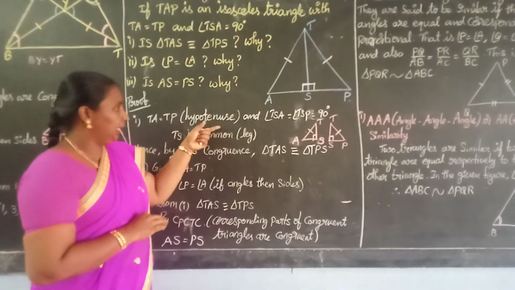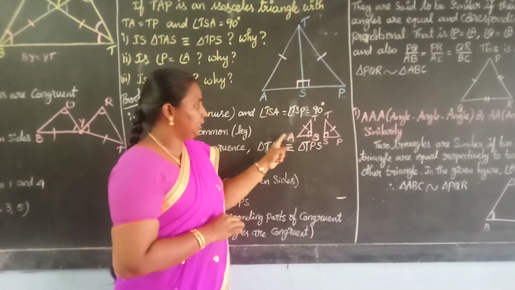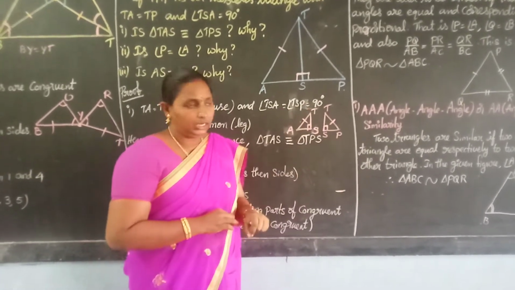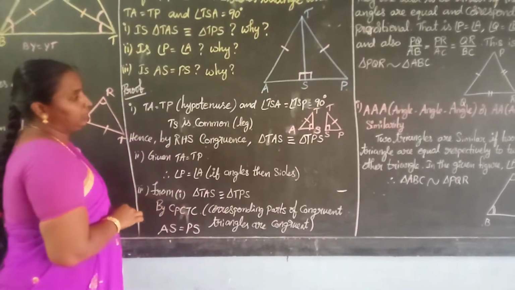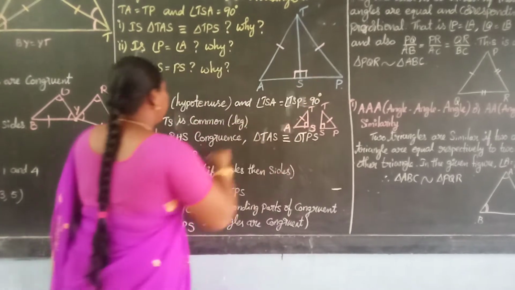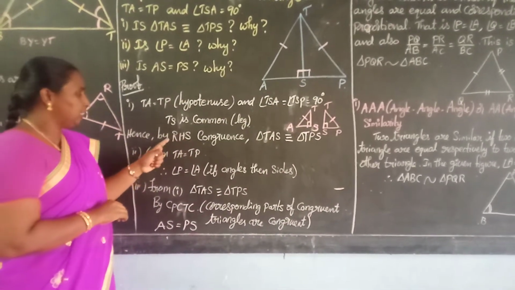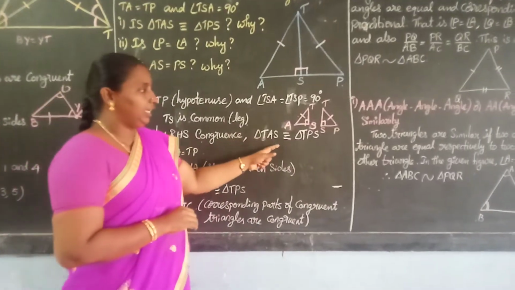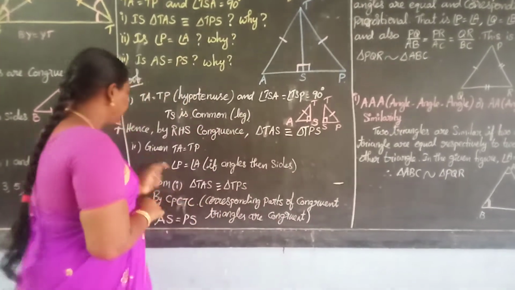Here they have given TA equal to TP. The hypotenuses are equal, and angles TSA and TSP are both equal to 90 degrees. TS is common, that is the leg of the triangle. So by RHS, that is right angle hypotenuse side congruence, triangle TAS is congruent to triangle TPS. Okay, move on to the next one.